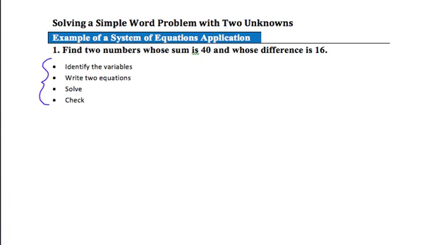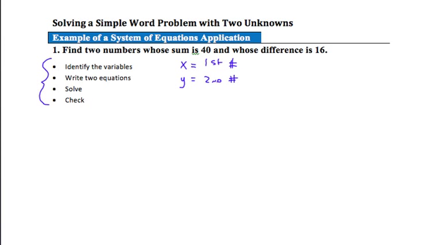So here we know we're looking for two different things. The first thing we want to do is identify each of these unknowns with a variable. So let x equal something, and we'll let y equal our other unknown. In this case, we have two numbers, and there's not a lot of distinction between them. So I'll just say that x is our first number, and then y will be our second number.